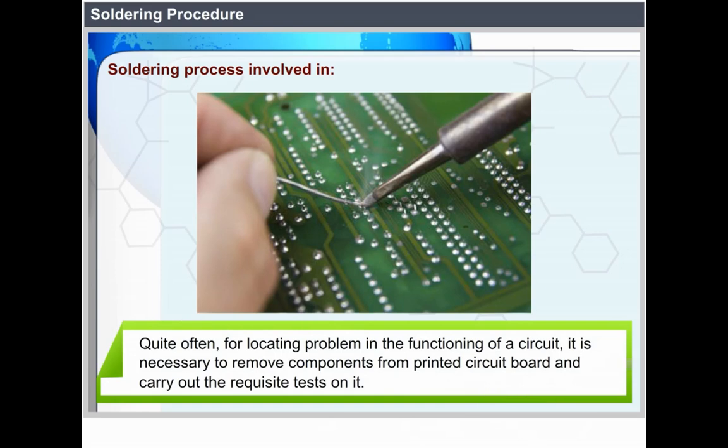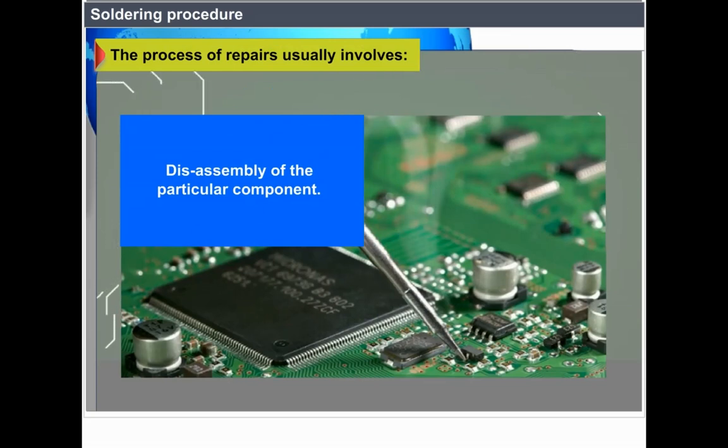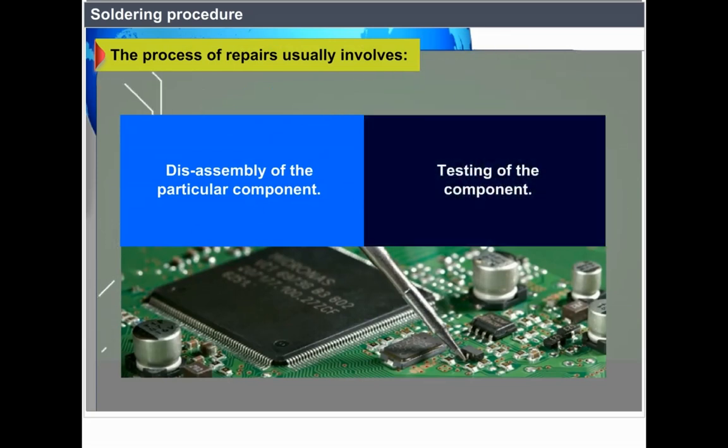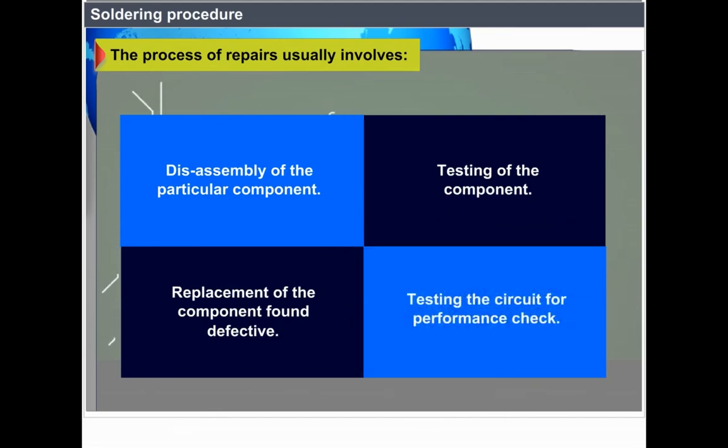Quite often, for locating a problem in the functioning of a circuit, it is necessary to remove components from printed circuit boards and carry out the requisite tests on them. The process of repairs usually involves disassembly of the particular component, testing of the component, replacement of the component found defective, and testing the circuit for performance check.